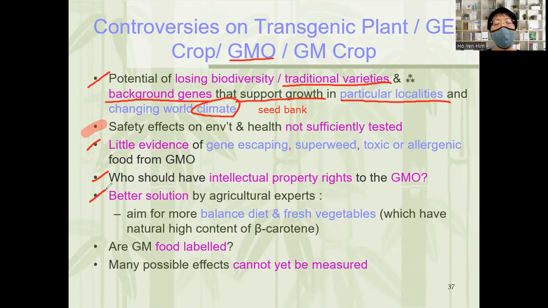So some say, why not just not create GMO? In agriculture, we aim for a balanced diet and fresh vegetables. So instead of planting a GMO crop like corn, why not plant something that can also provide you with protein and carbohydrate? Okay.